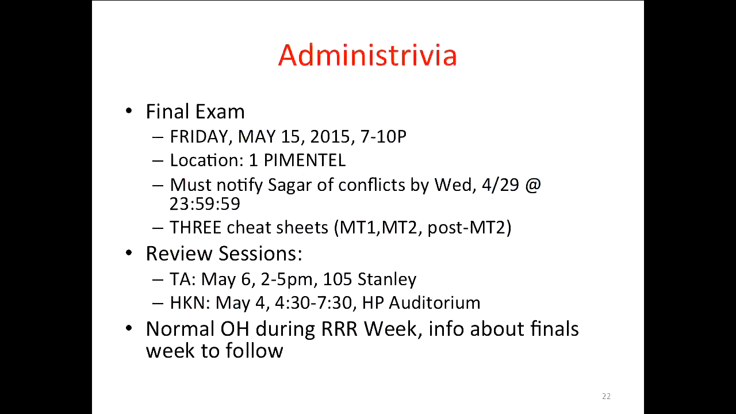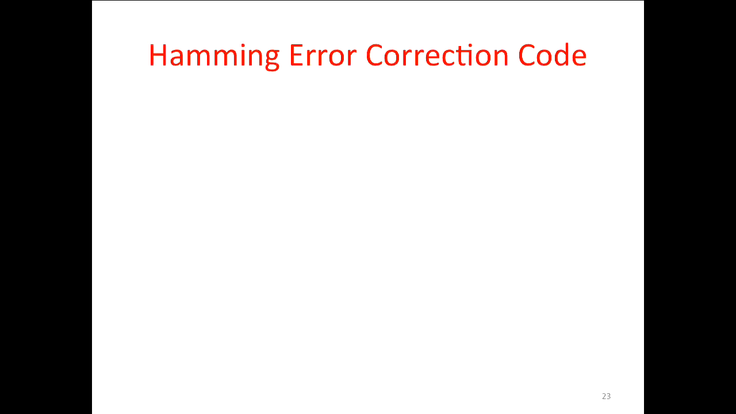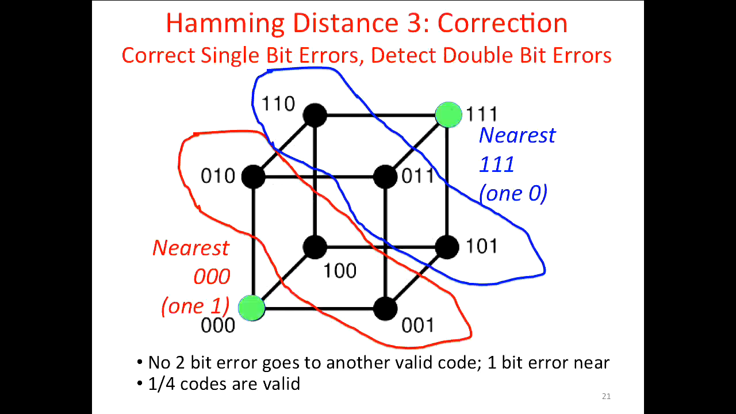Okay, let's get going again. All right, so for the examples we've done so far, I just want to say there was a bug on this slide: only 1/4 of the codes are valid, not 1/8. Right, those 2 are valid, the other 6 are not.